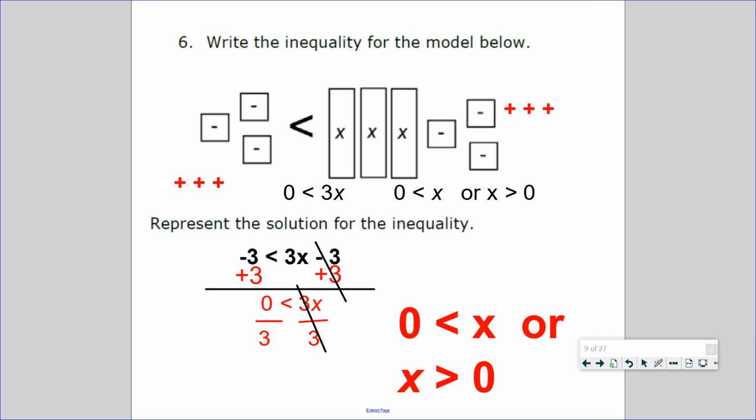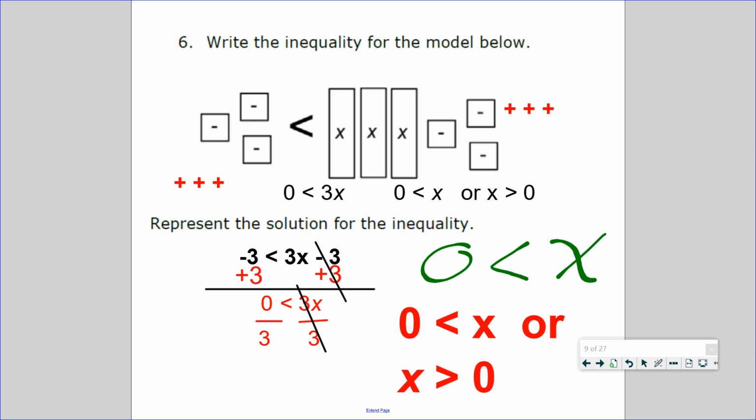Number 6. Write the inequality for the model below. So can you translate this? This is negative 3 less than 3x minus 3. So we add 3 to both sides. Cancel, cancel, cancel. Then we divide both sides by 3. Cancel, cancel, cancel. So it's 0 is less than x.